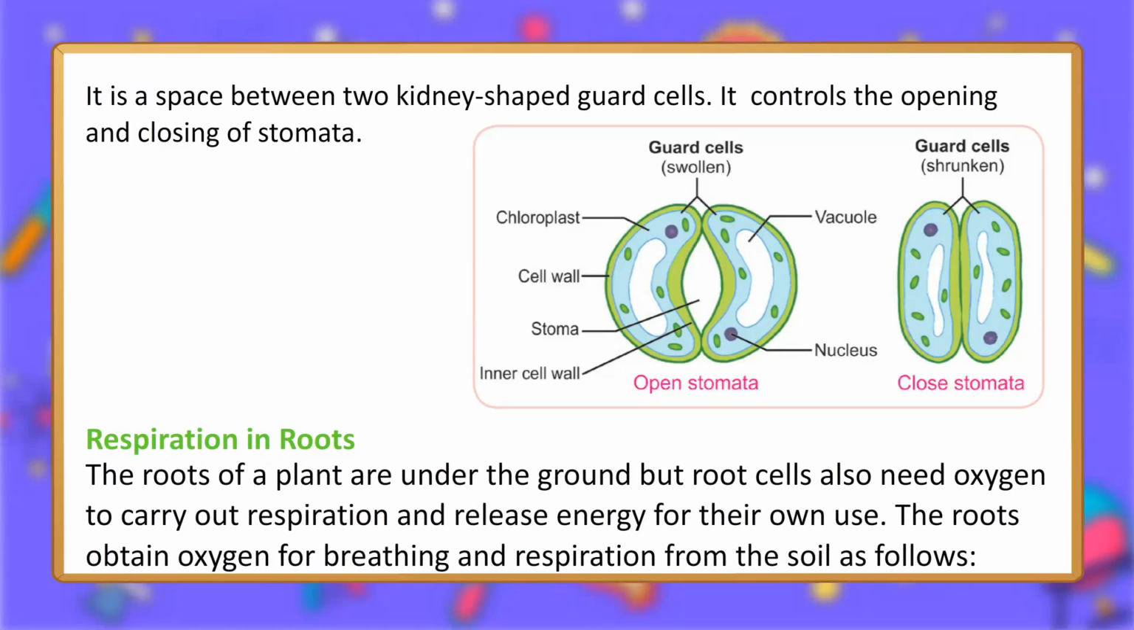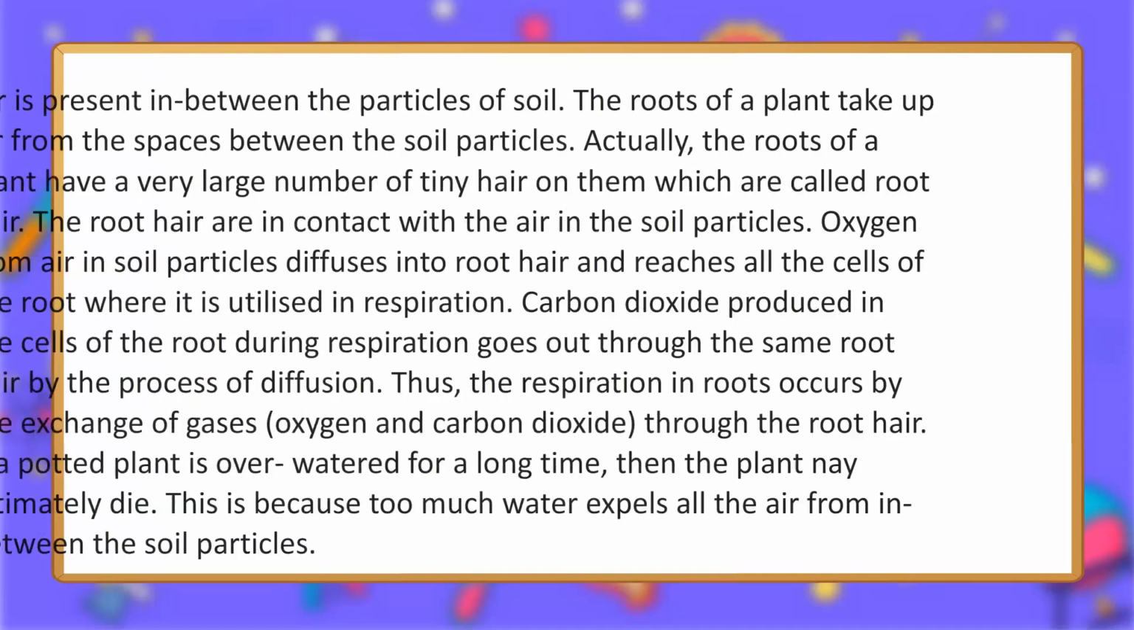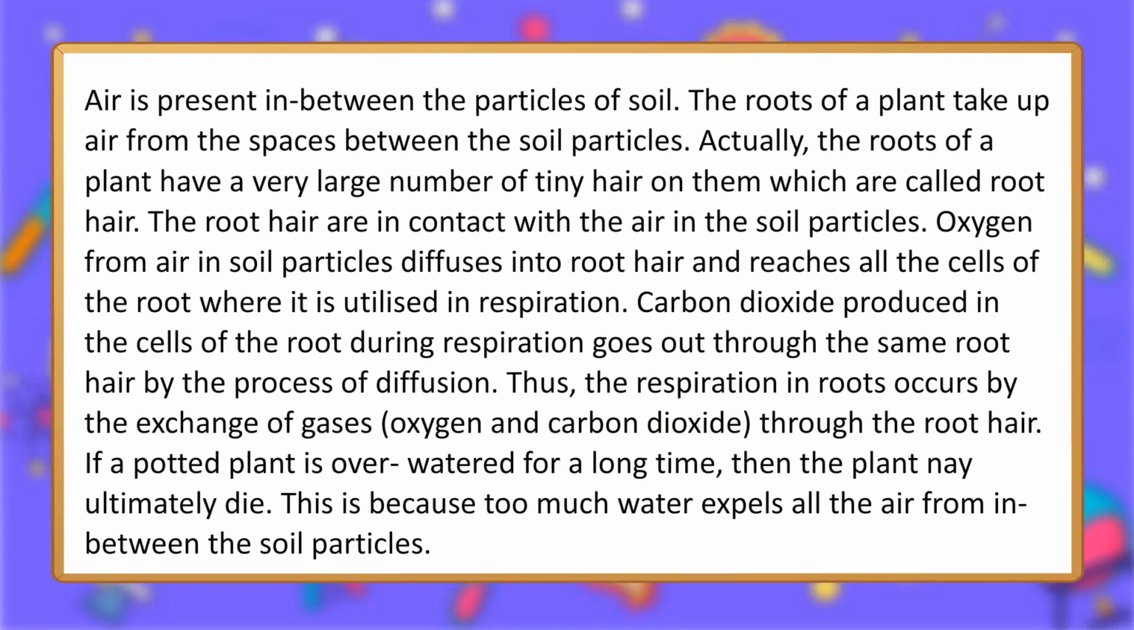Respiration in roots. The roots of a plant are under the ground, but root cells also need oxygen to carry out respiration and release energy for their own use. The roots obtain oxygen for respiration from the soil as follows. Air is present in between the particles of soil. The roots of a plant take up air from the spaces between the soil particles.